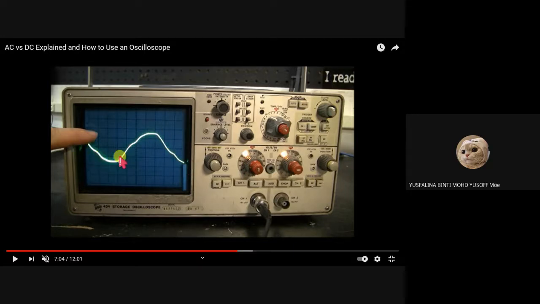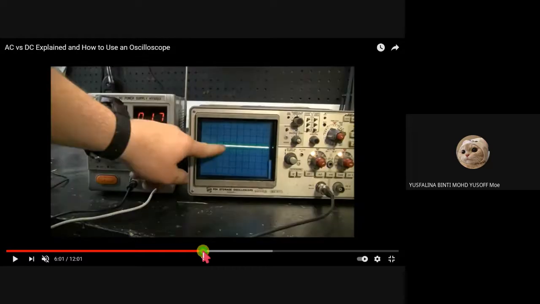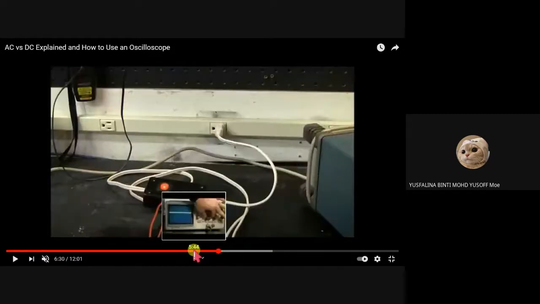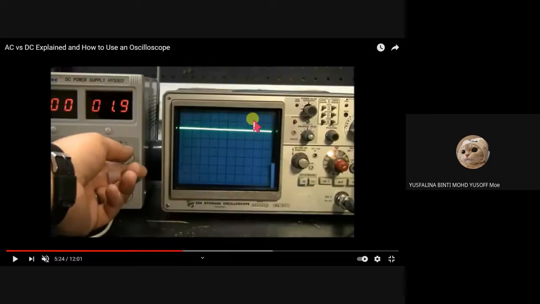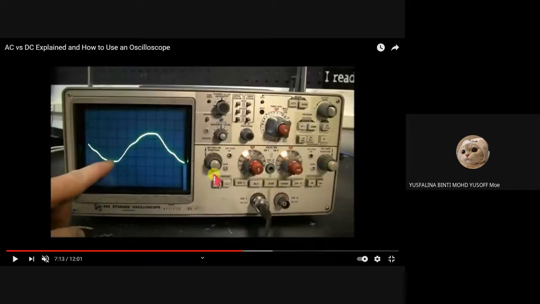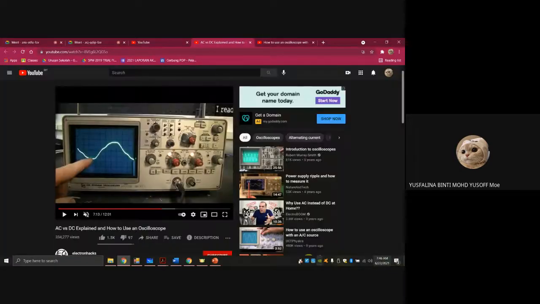Okay, so this is the alternating current graph. Remember the one, the straight line? Okay, so this one is the direct current, and this one is the alternating current. Some of you must wonder, why is some going up, why is some going down?